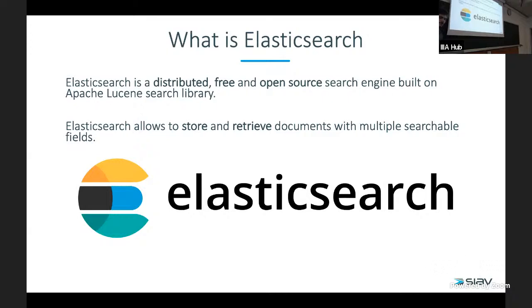So first we have to start by understanding what Elasticsearch is. Elasticsearch is a distributed, free and open source search engine which is built on the Apache Lucene search library. And it allows us to store and retrieve documents with multiple searchable fields. This is a relevant property because we want to be able to store and search based on, for example, just the text of the document, but we want to be able to search also based on, for example, the user who produced the document, or the date that the document was produced on. By having multiple fields, it is very easy to implement this kind of retrieval system.